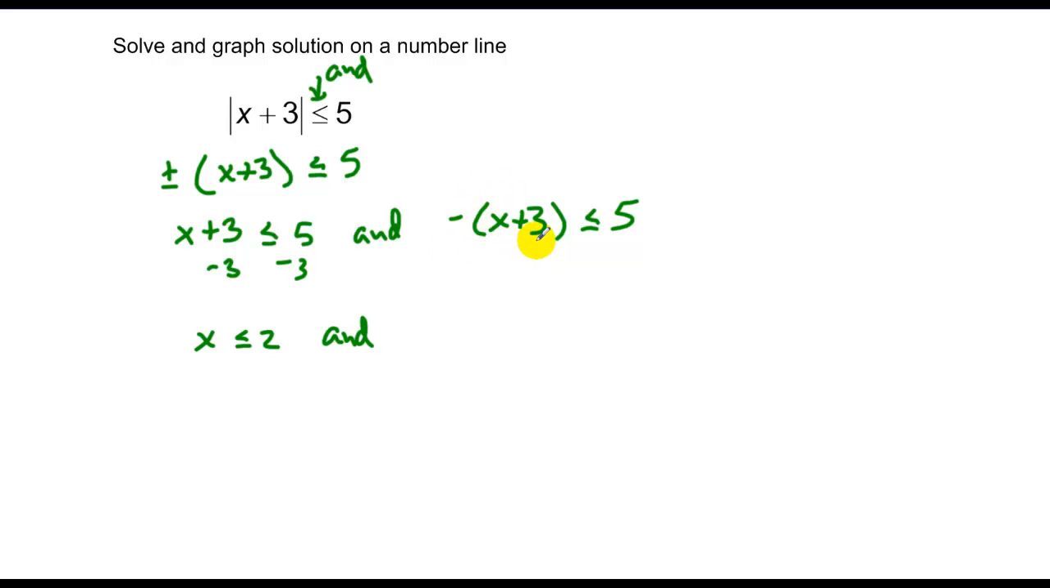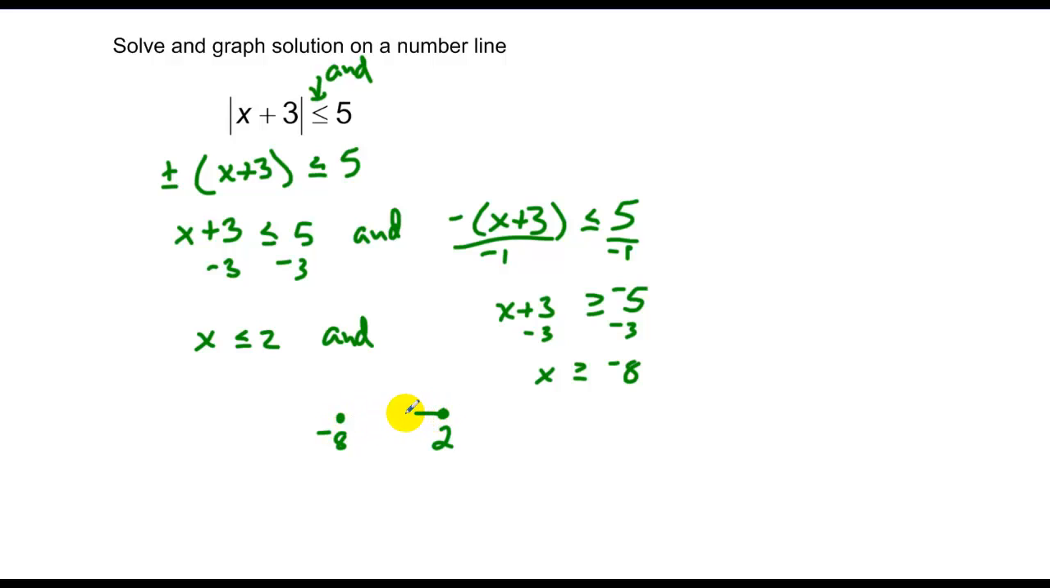Now in these problems, I typically divide by -1 on my first step. And when I do that, I flip the inequality sign. And then I'll subtract 3 from both sides. And I get x greater than or equal to -8. So graphing this, here's my 2 and equals. And then here's my -8 and equals. And it's an and. So while this goes this way and this goes this way, I take the overlap. So it's between those two. Interval notation, I go -8, 2, bracket both, since they're included.